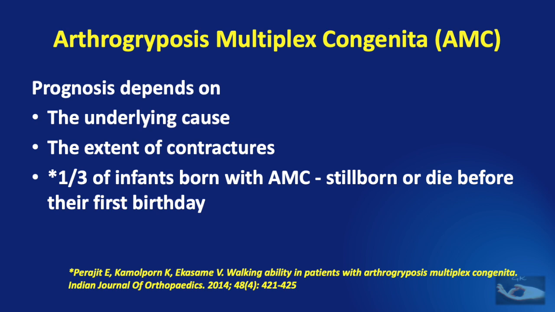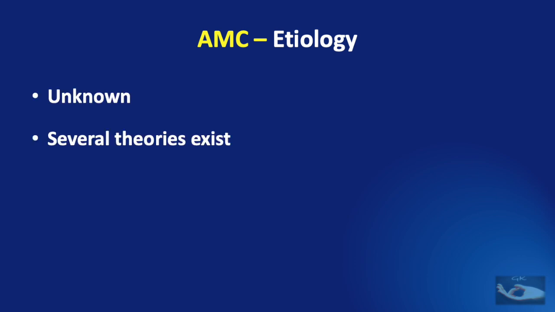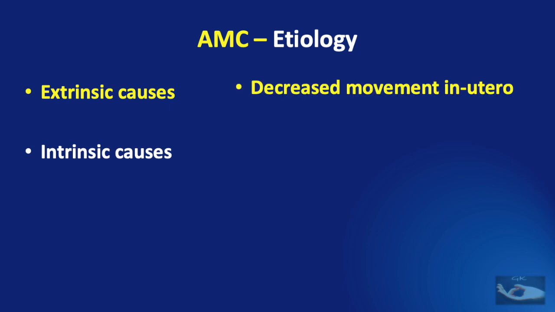It is to be noted that 1/3 of infants born with Arthrogryposis multiplex congenita are either stillborn or die before their first birthday. The exact etiology why arthrogryposis occurs in multiple joints is still unknown, but several theories exist and they can be classified as extrinsic and intrinsic theories or causes. Extrinsic causes of arthrogryposis include decreased movement of the fetus in utero.